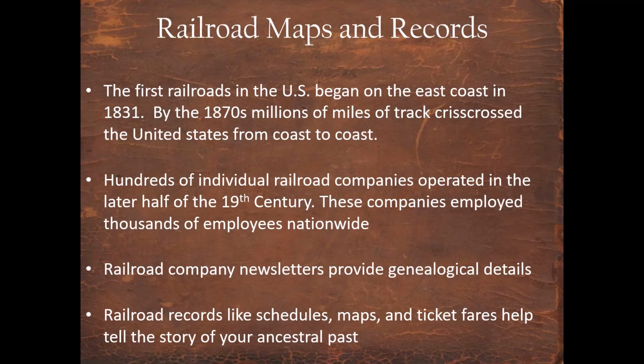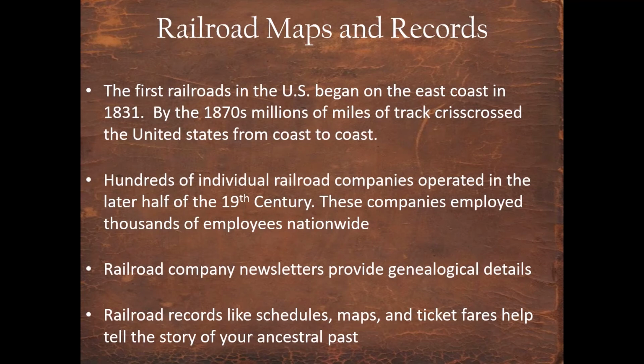You start to get your first set of railroads that are being built on the eastern seaboard in 1831. By the time you get to the 1870s, you have millions upon millions of miles of track crisscrossing the United States from coast to coast. Right after the Civil War, you have the Golden Spike that's being laid, that's uniting the East Coast with the West Coast. And all of that is done through the railroad companies, who numbered in the hundreds in the 19th century. So how do you find them? How do you know why Albion, Iowa exists when there's no longer a railroad that pushes through Albion, Iowa? And I'm going to talk about that in just a second.